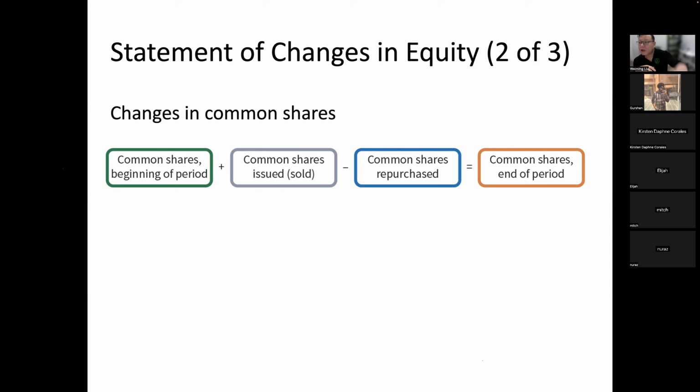So for common shares, if you issue common shares, that will increase your common shares. If you repurchase and retire these common shares, that will decrease your common shares. Then at the end of the period, you have a balance for the common shares.